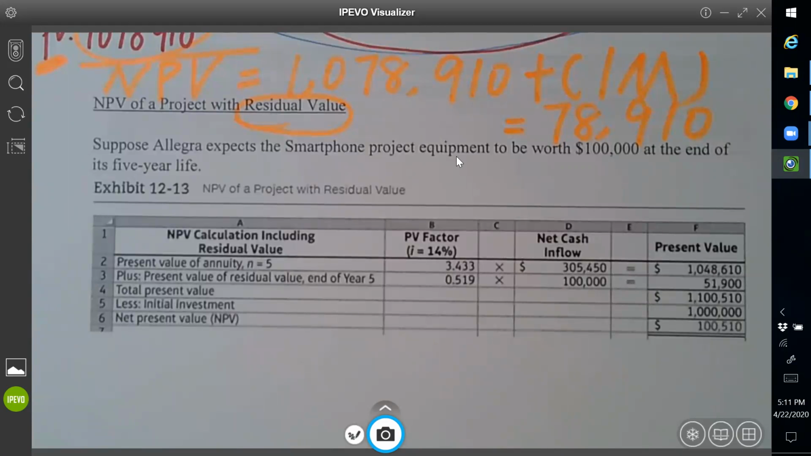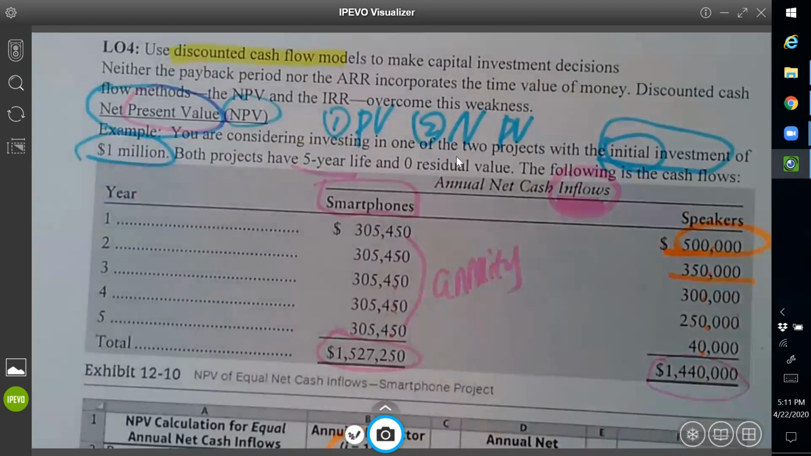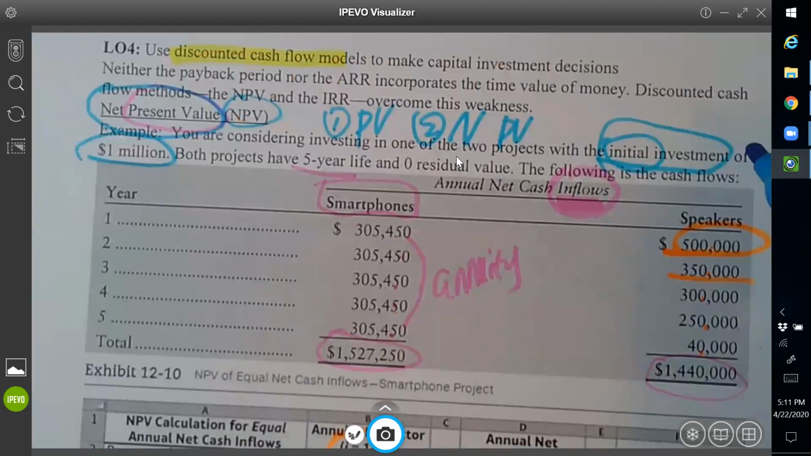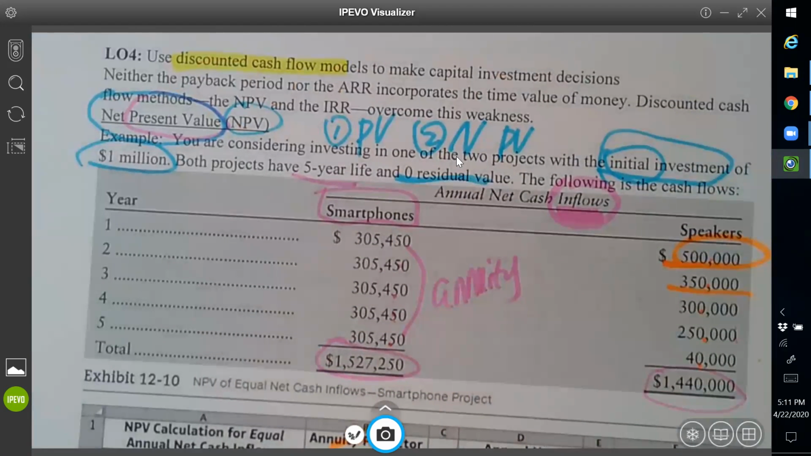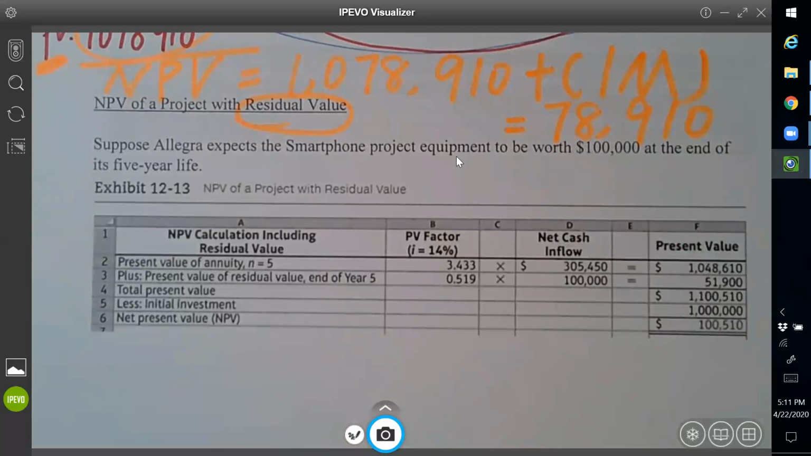In this video, we talk about the last part of the NPV concept, and then we will practice some questions together. Last time we talked about how we use NPV to compare two projects, and in that example, we said that there is no residual for the project. Now, in this video, we talk about one small different situation: at the end of the project, you will have the residual.